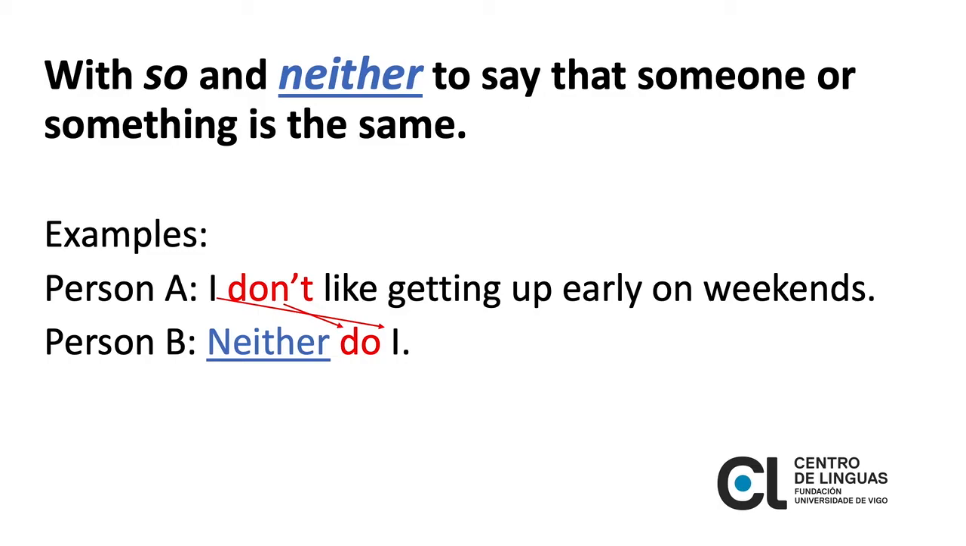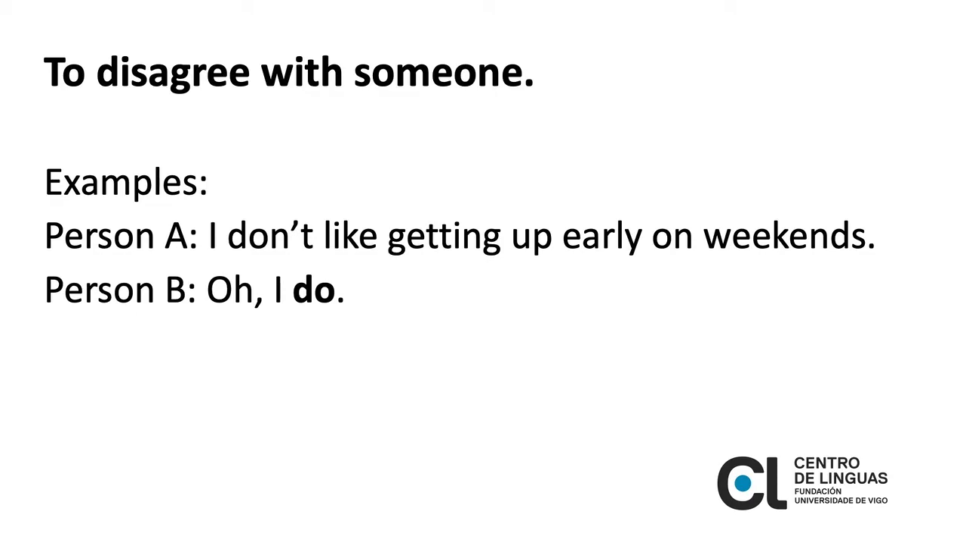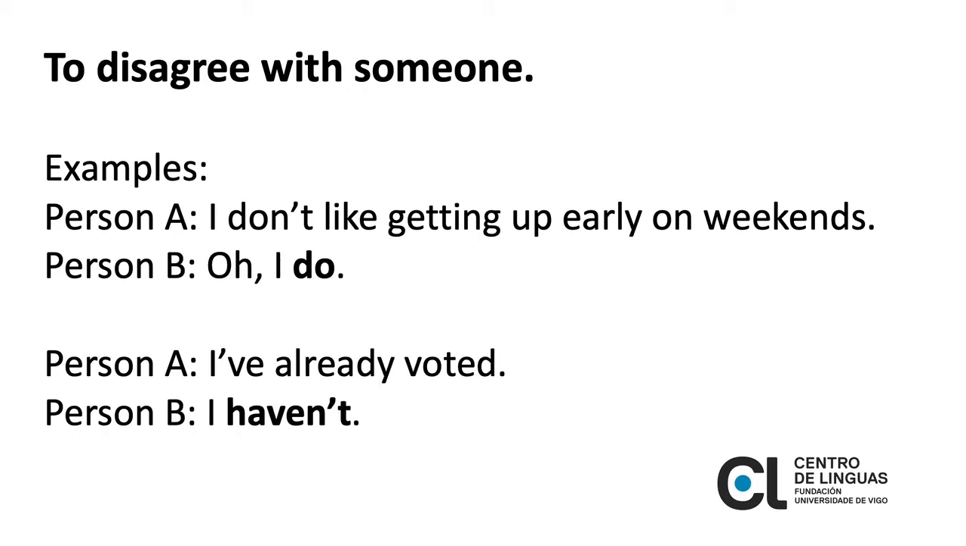But what if we disagree with someone? Let's look at disagreement. We can also use auxiliary verbs for that. For example, person A says, I don't like getting up early on weekends. And person B disagrees. Oh, I do. Person A says, I don't, and person B says, I do. There's disagreement. Here's another example. I've already voted. I have voted. Person B hasn't. So person B says, I haven't.